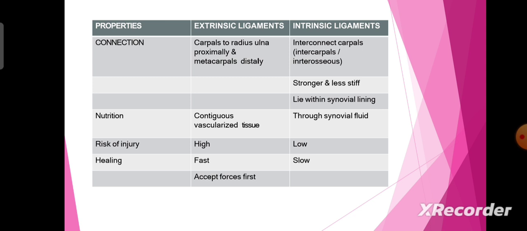Next is nutrition. Extrinsic ligaments are nourished through contiguous vascularized tissue, and intrinsic ligaments through synovial fluid. The risk of injury is high in the extrinsic ligaments and low in the intrinsic ligaments. After injury, extrinsic ligaments heal fast, while there is slow healing in the intrinsic ligaments. Extrinsic ligaments also accept force first in the wrist complex.